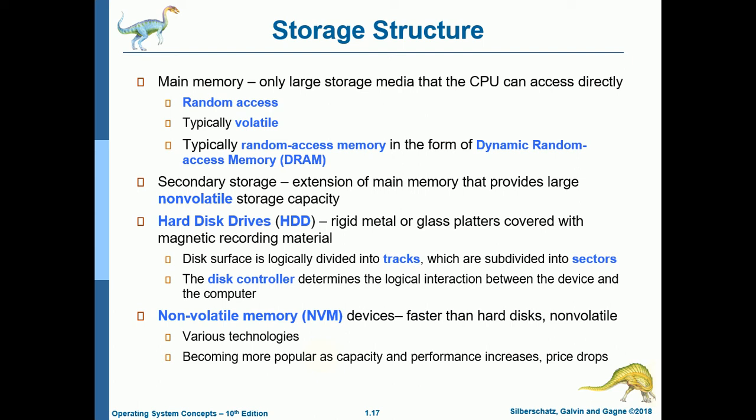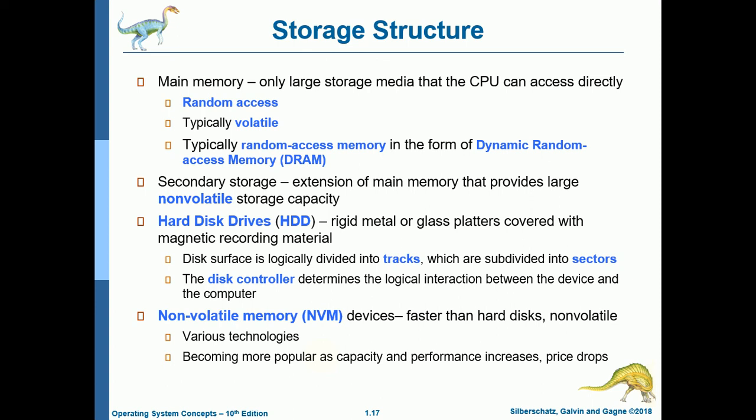Okay, next we have the storage structure. So we have main memory and secondary storage. For main memory, it is the only large storage media that the CPU can access directly, as you can see in the diagram, with the CPU, disk controller, USB controller, and graphics adapter.